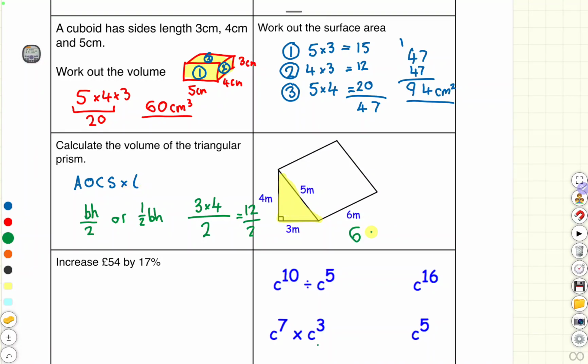And now I multiply that by the length, which is also 6. So 6 times 6 is 36. And it was a volume, so it's meters cubed.